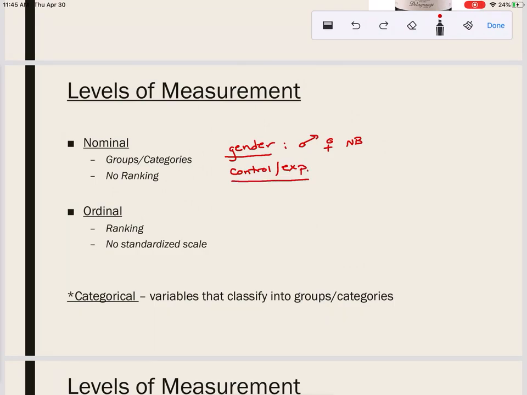Another example of a nominal variable, a nominal level of measurement variable, would be control versus experimental. If I'm looking to see the efficacy of a pill, I have a placebo for the control group and I have the actual pill for the experimental. It is a category or a group and there's no ranking. The next up level of measurement that adds a little bit more specificity is an ordinal variable, an ordinal level of measurement. This is where there is ranking, but not on a standardized scale.